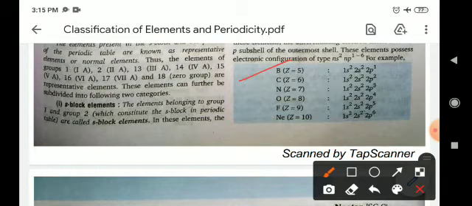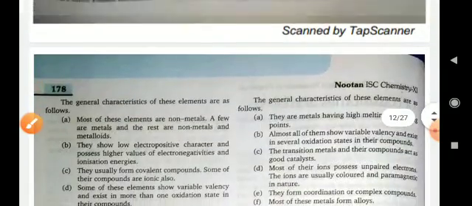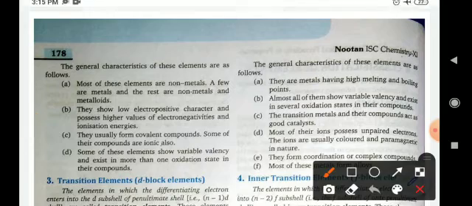For example, in boron the P orbital has 1 electron, in carbon the P orbital has 2 electrons, in nitrogen the P orbital has 3 electrons, oxygen 4 electrons, fluorine 5 and neon 6. So you can see here that in the P orbital in different elements the number of electrons increases, lying between 1 to 6. Next, the general characteristics of P block elements.